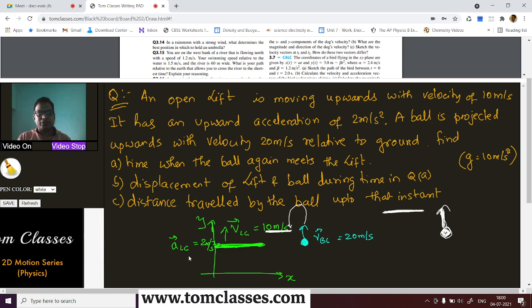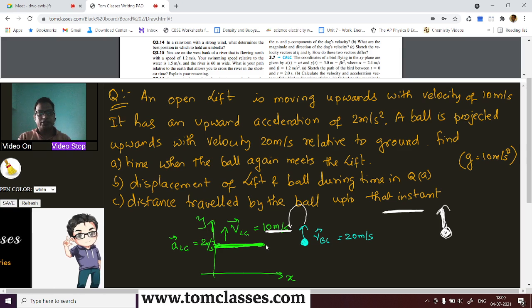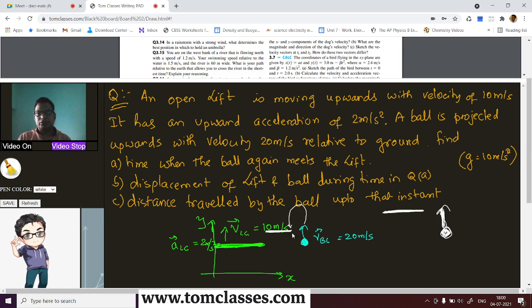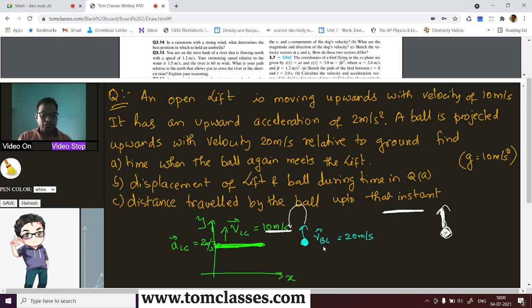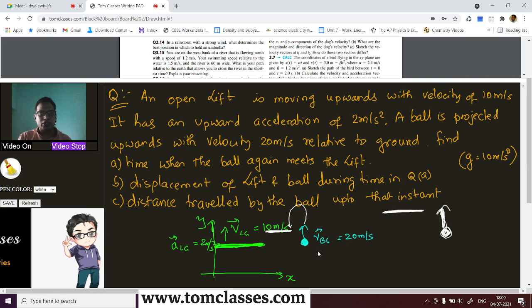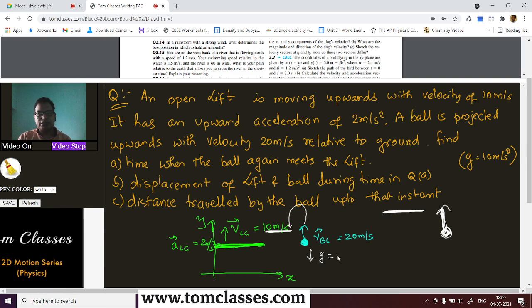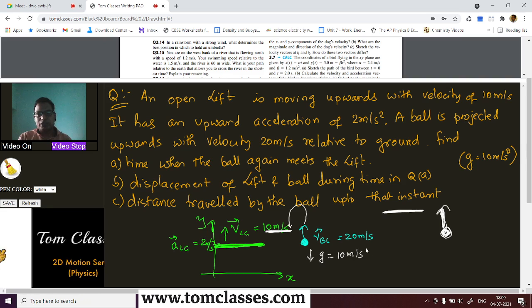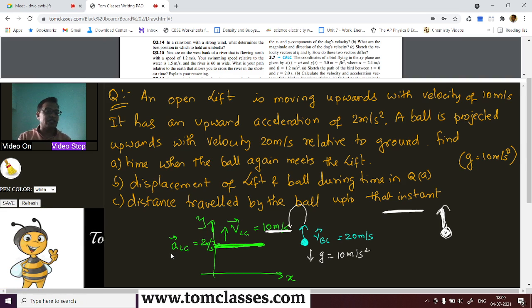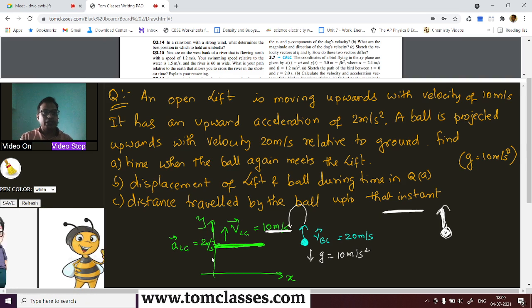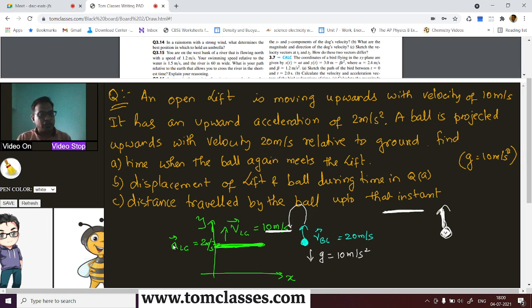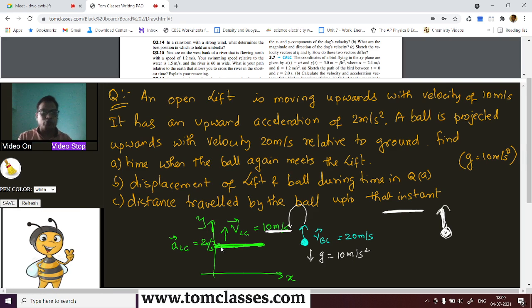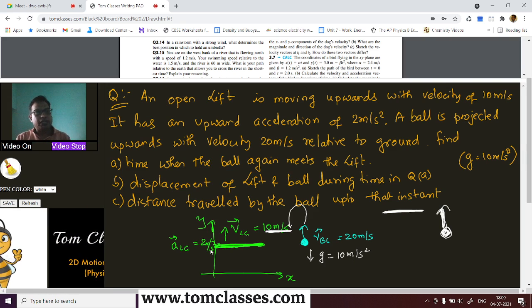Now what is the distance covered by this particular body? Let's see the maximum time which this body takes to reach its height if it is moving with this velocity. Here g is acting downward, that is 10 meter per second square. This is the velocity with respect to ground, so here we need not consider the g effect, because it is already incorporated, otherwise the lift would not have been moving upwards.